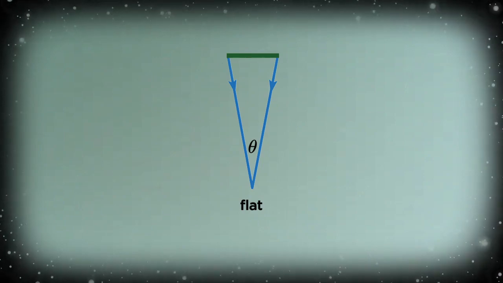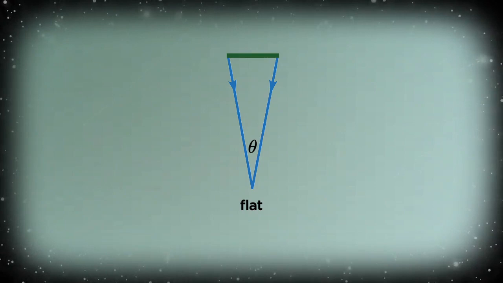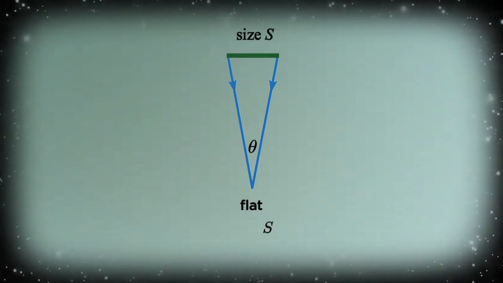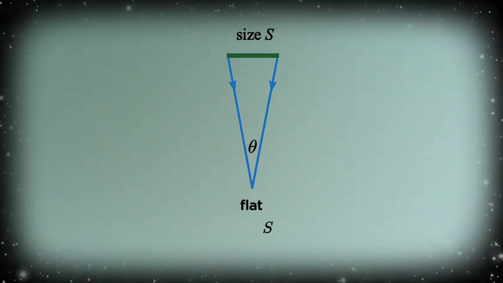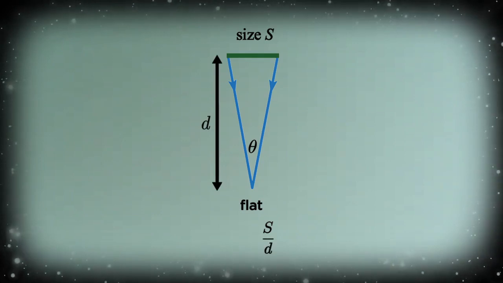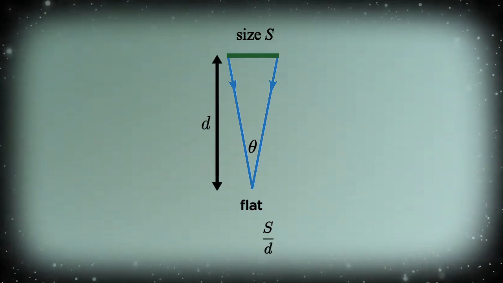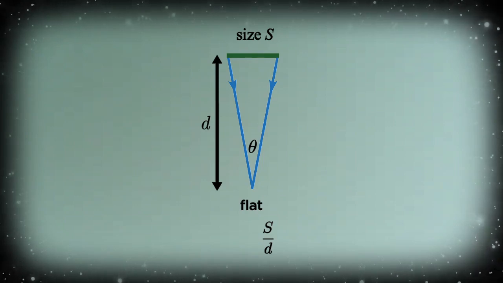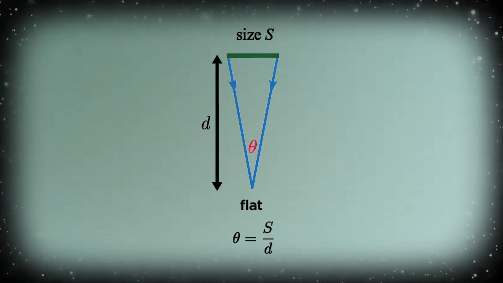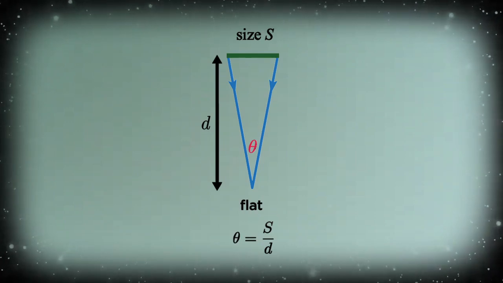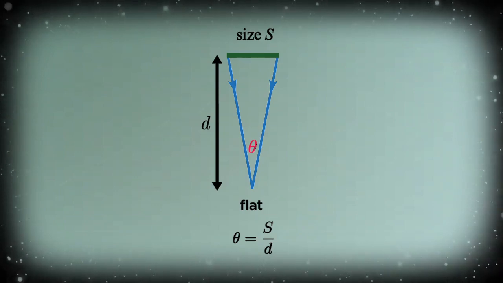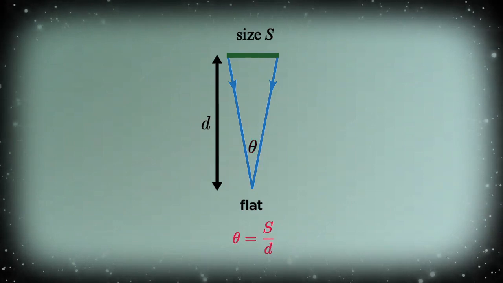We're here on Earth. There's a hot spot way over there, and we can draw a triangle using the hotspot, S, as one side, and the lines of sight to the edges of the hotspot as the other two sides, each with a length d. It's a long, skinny triangle. We can also measure the angular size of the spot on the sky, theta. It's about 1 degree. And then we can check if good old high school geometry works.